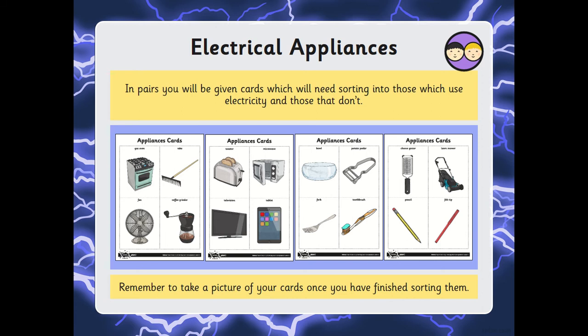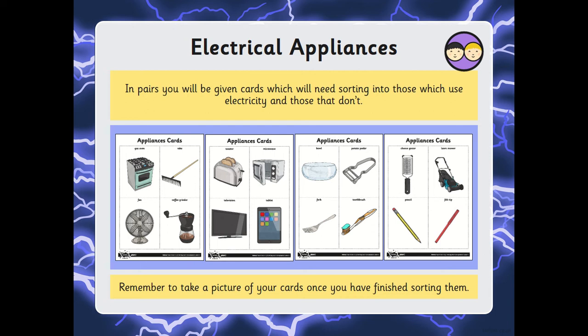So what I'd like you to do is, on the website I have put up some electrical appliance cards. Now if you can print them and cut them out and then put them into piles, that's absolutely fine. If you'd rather not do that though, I would just draw yourself a little table, one with the heading of electrical appliances, one with the heading of non-electrical appliances, and then you can just write the name of the appliance into each column, and then we're going to check them.